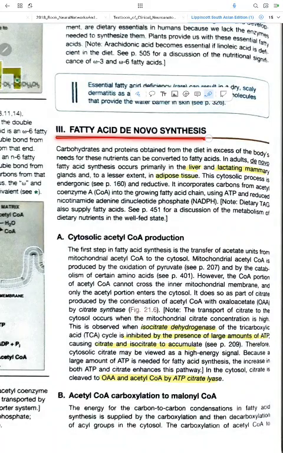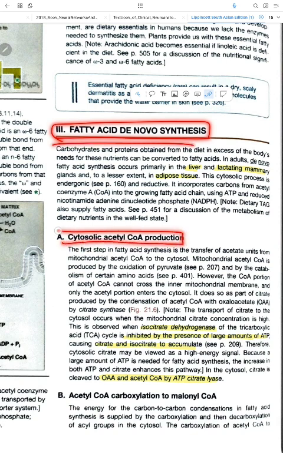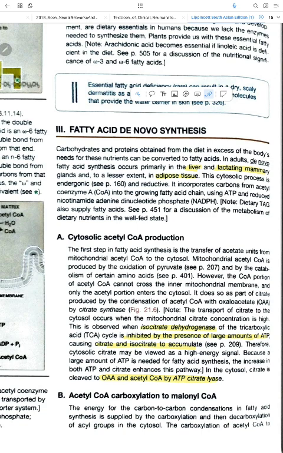The first reaction of fatty acid de novo synthesis is cytosolic acetyl CoA production. We know that acetyl CoA is produced inside mitochondria from pyruvate and from metabolism of some amino acids. After the acetyl CoA is produced, if we want this acetyl CoA to be used for fatty acid synthesis, we need to transfer it from the mitochondrial matrix to the cytosol.